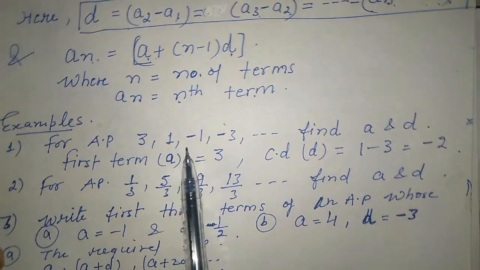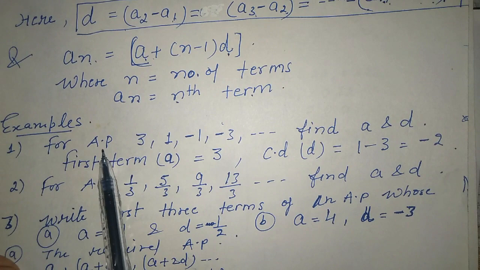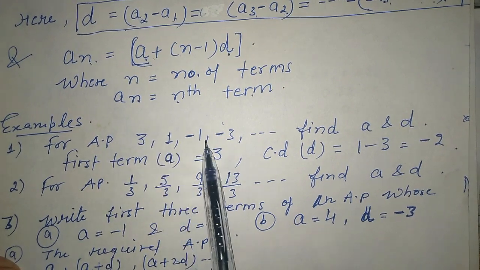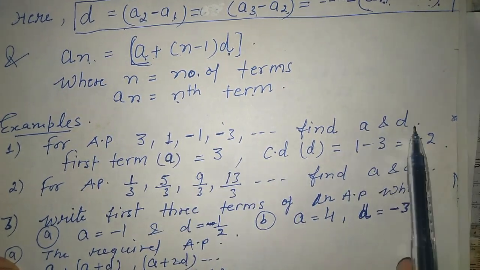We can explain this with the help of an example. For example, AP 3, 1, minus 1, minus 3, find A and D.